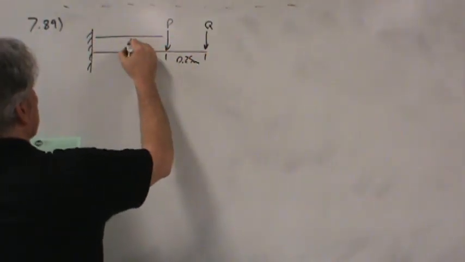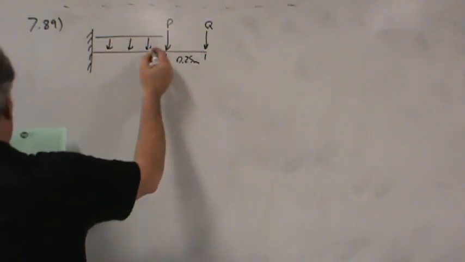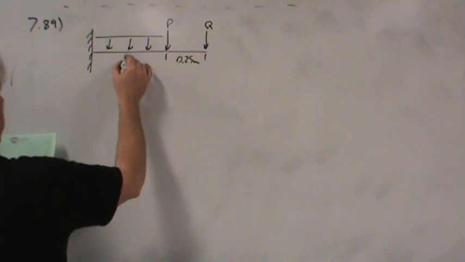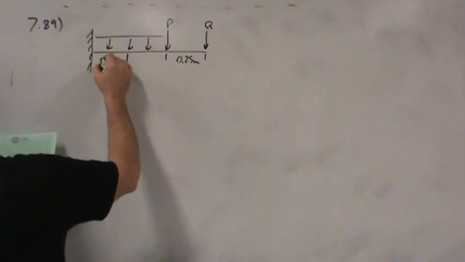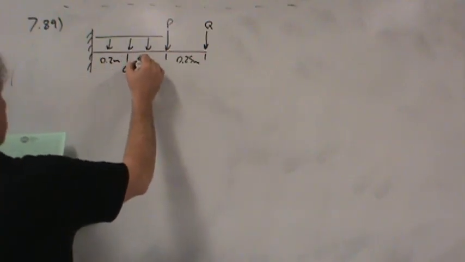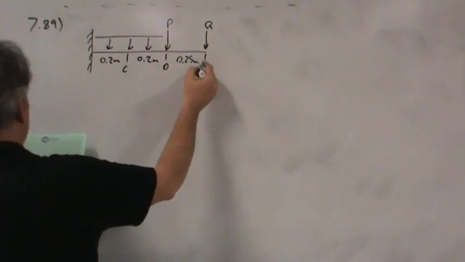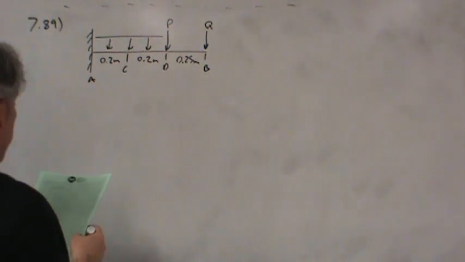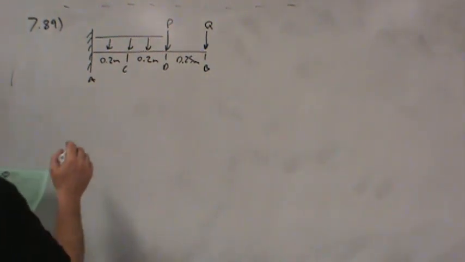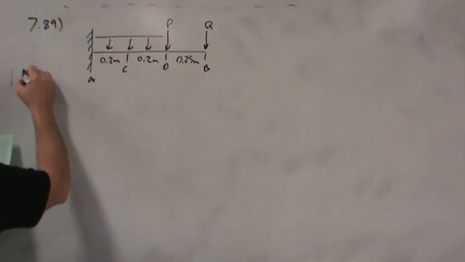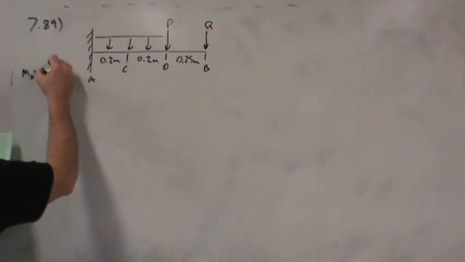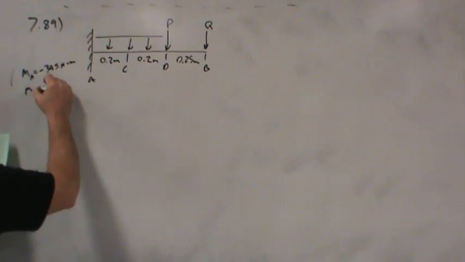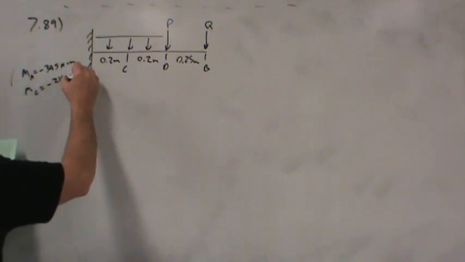The 1,000 Newton per meter load acts up to P, and there are a couple of points indicated, 0.2 meters to point C, 0.2 meters further to point D, point B is out here, and point A is there. So the first thing I did is I noted that the moment at A is negative 395 Newton meters, and the moment at C that was given was negative 215 Newton meters.